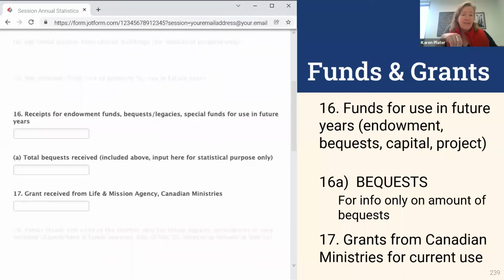Then line 17 is the grants from Canadian Ministries for current use. If they were for future use, you would put them in line 16, but grants from Canadian Ministries for current use go into line 17. That means they're not included in the dollar-based calculation. That's why they get their own line, which allows us to see where it has gone when we reconcile it with your financial reports.